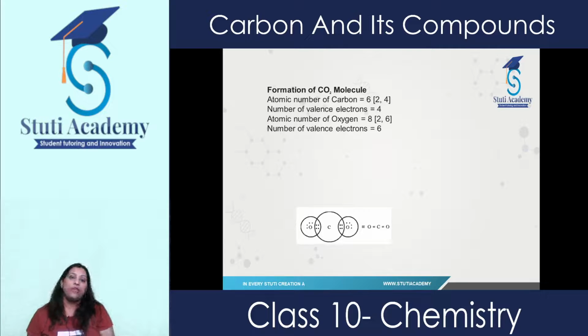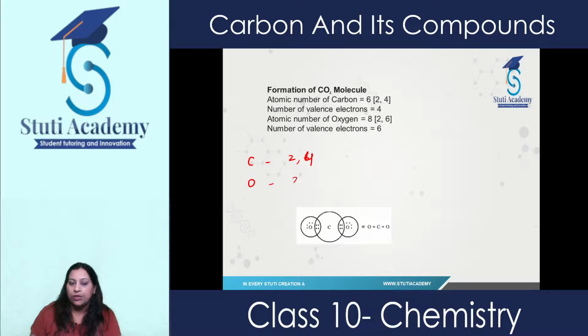Now next is the formation of the carbon dioxide molecule. As we know, when carbon combines with oxygen, it forms carbon dioxide. Let's look here at how this carbon dioxide molecule is formed in nature. The electronic configuration of carbon is 2,4, and the electronic configuration of oxygen is 2,6. And now we'll write their electron dot structure.